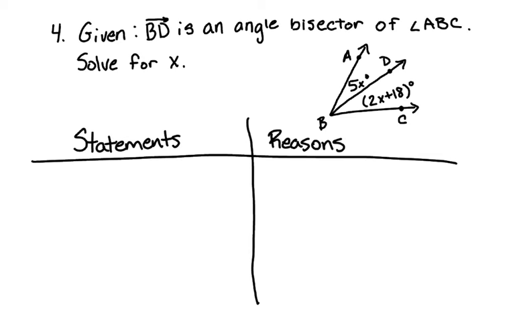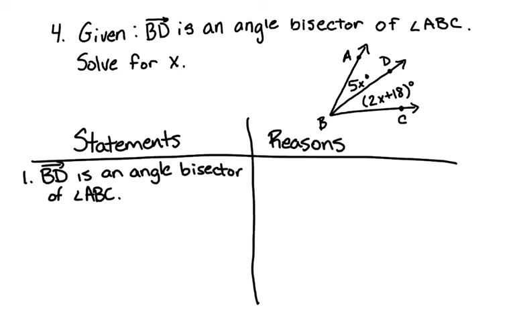Okay, so first thing that we are going to do is write the given information. So ray BD is an angle bisector of angle ABC. Okay, so that's given. Just think about what this actually means. If ray BD is an angle bisector of ABC, then we should know that this angle is congruent to this angle. So state that in your next statement.